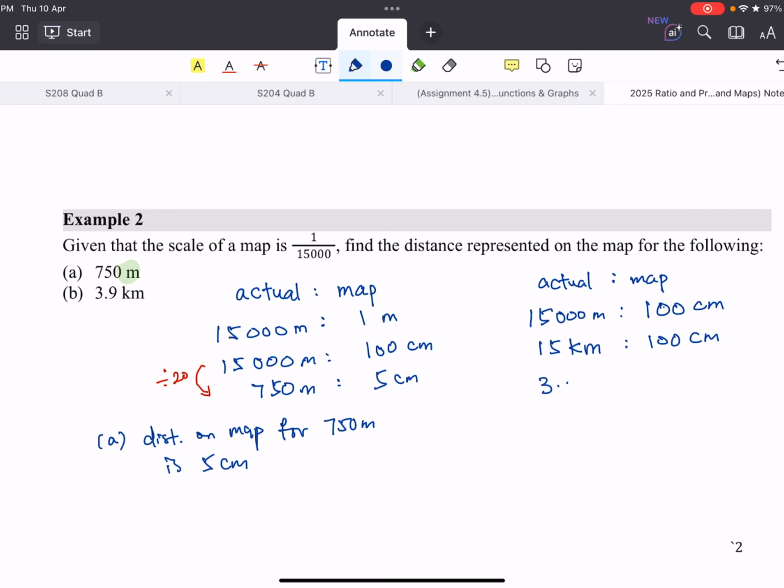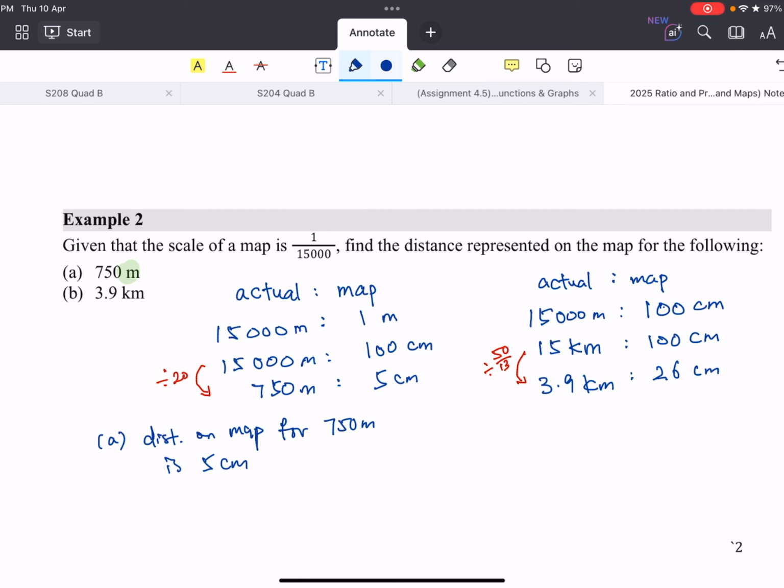So now I want 3.9 kilometers. So from 15 to 3.9, I actually need to divide by 50 over 13, right? So you can just take 15 divided by 3.9 to actually get that value. So what happened? My 100 over there on the other side, I do the same thing. I get 26 centimeter, right?